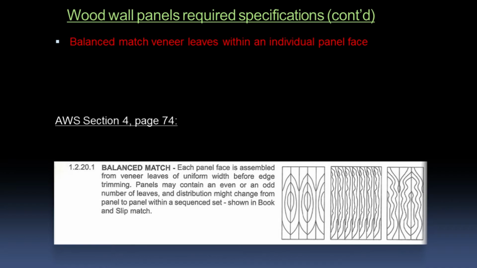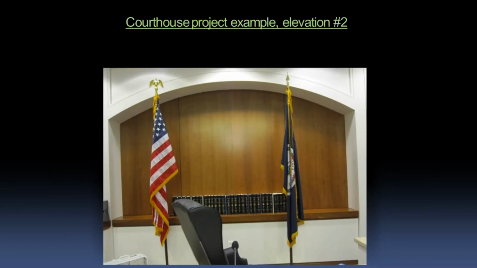So a balance match could actually be an even number of leaves or an odd number of leaves, couldn't it? It could be. Yep. Here is a second elevation from our Courthouse project example.